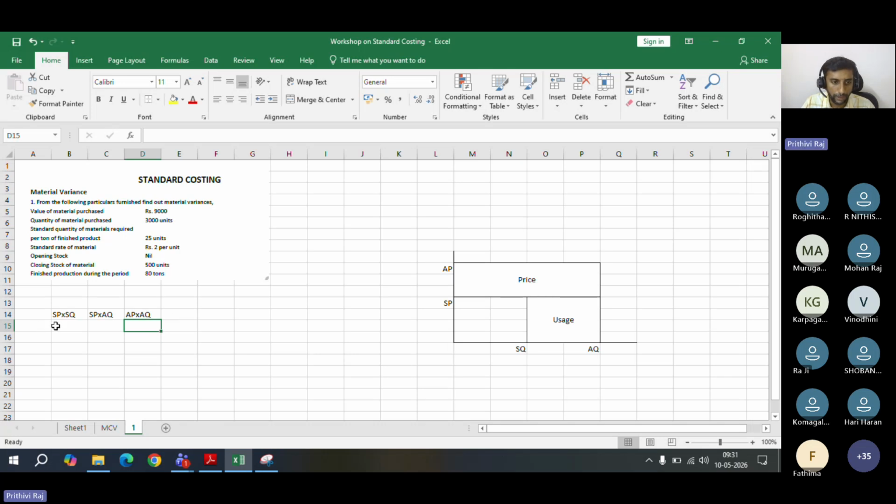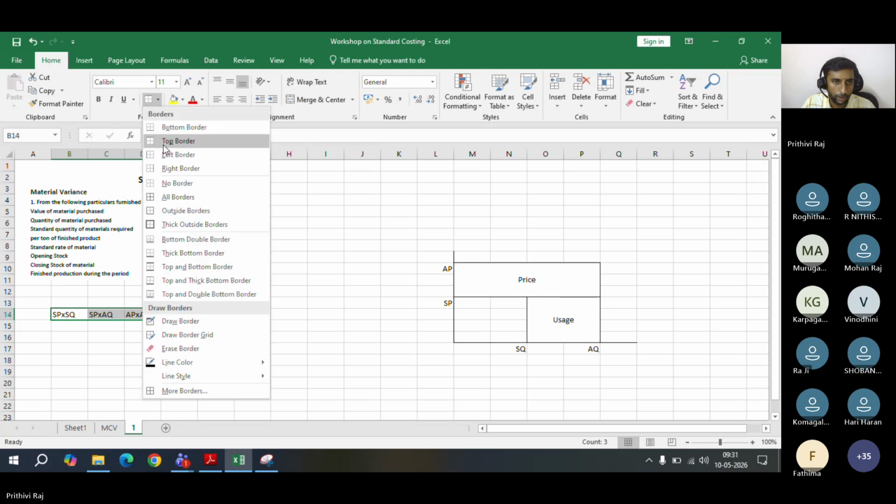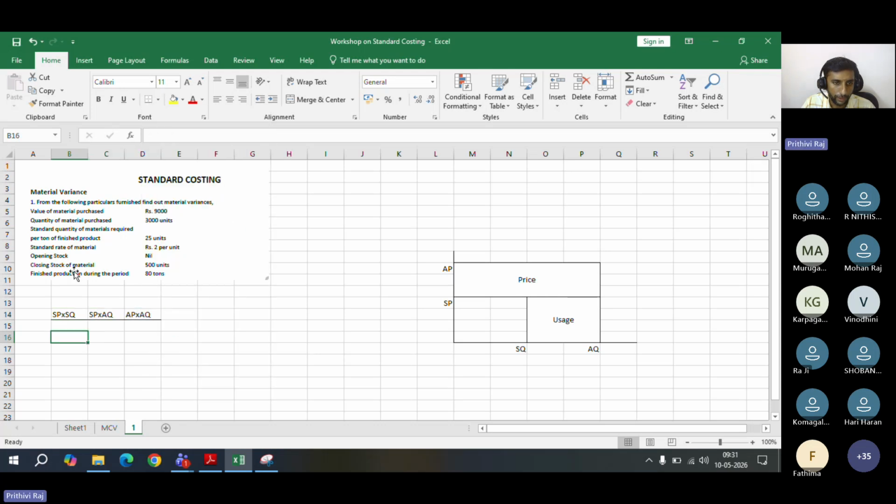So now we have only one material. Next we are going to fill this table with the data available in the question. As I said, only the SQ calculation needs real work, and the other calculations are basic. SP, AP and the others are mostly given directly in the question, or need a simple calculation. What is SP? Standard rate of material is rupees 2 per unit. So it is 2.